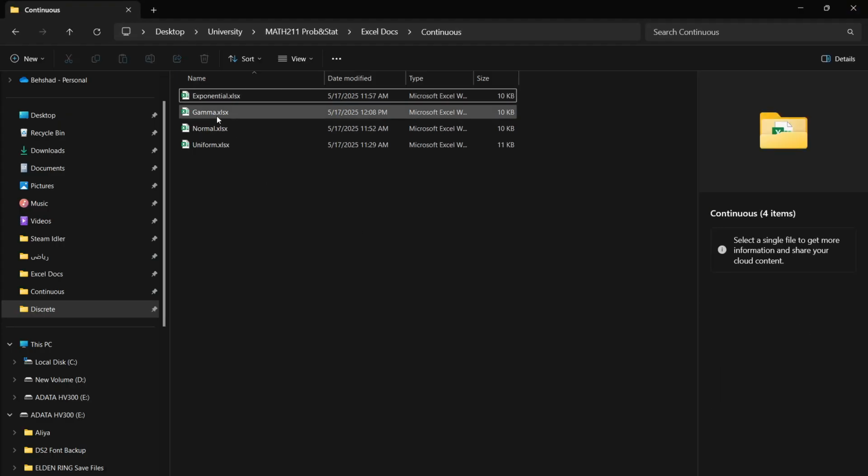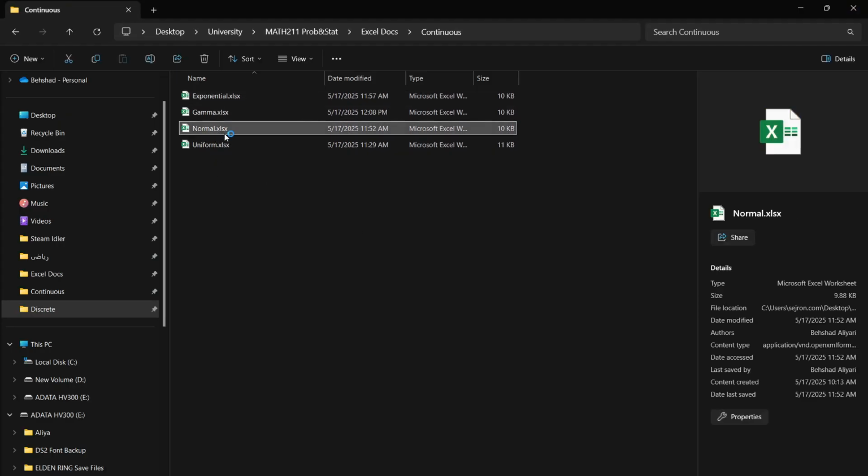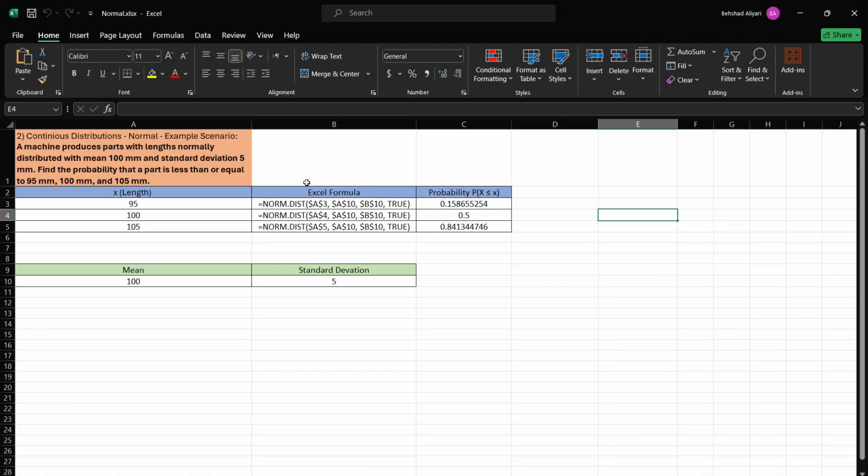Let's talk about normal. A machine produces parts with lengths normally distributed with mean 100 millimeters and standard deviation of 5 millimeters. Find the probability that a part is less than or equal to 95 millimeters, 100 millimeters, and 105 millimeters. So I've extracted this information from the question. We have 95, 100, and 105, which is our x. We also have the mean, which is 100 millimeters, and the standard deviation, which is given to us as 5 millimeters.